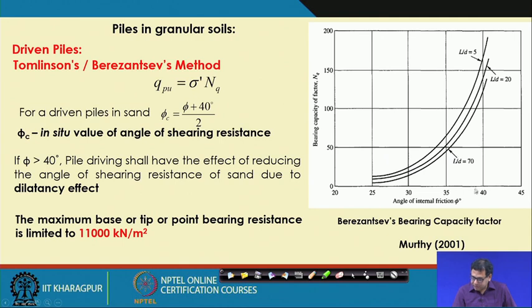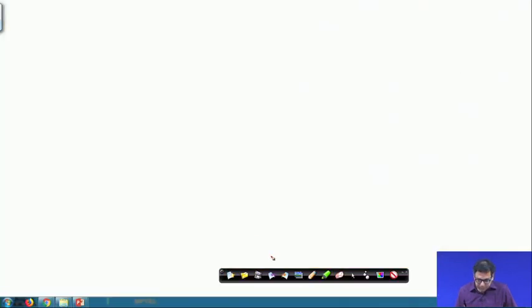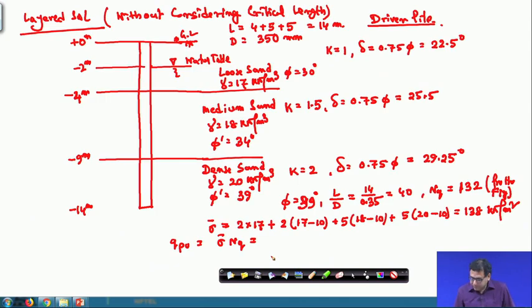So, this is the chart, it is 39 corresponding to L by D 40. So, this will be the value 132. Now this is the sigma bar NQ. NQ is 132, so sigma bar 138 into 132 will be equal to 18216 kilonewton per meter square. I will take the full stress, so I will not reduce this value.